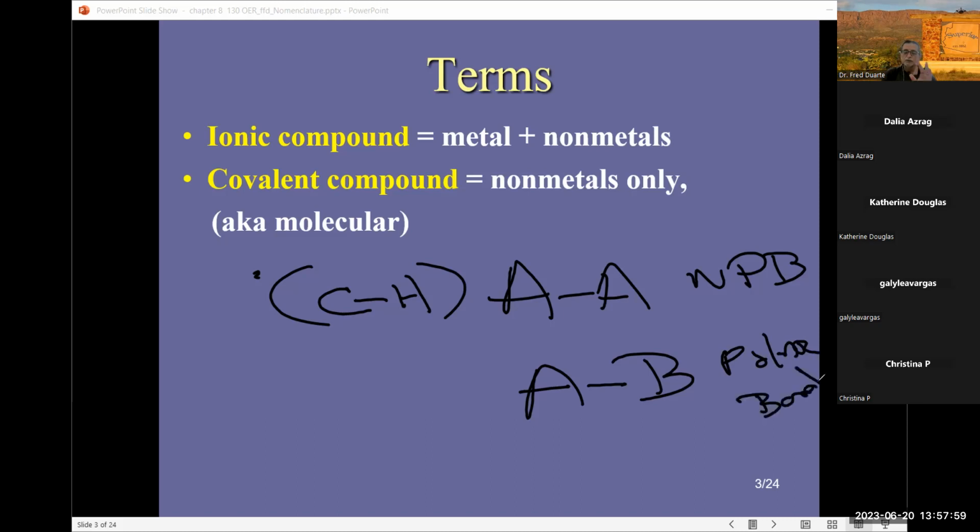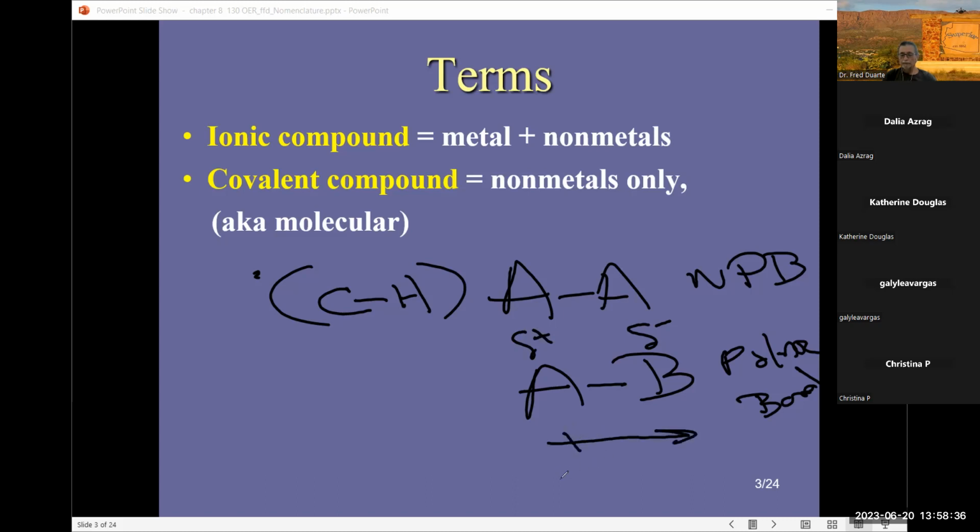Okay, polar bond, because one of these elements, A or B, has a higher electronegativity. Remember, electronegativity is the affinity for that element to pull electrons onto itself. And if B has a higher electronegativity, then it's going to pull the electrons onto itself much greater than A, which results in B having a partial negative area and A having a partial positive area, which results in a dipole.